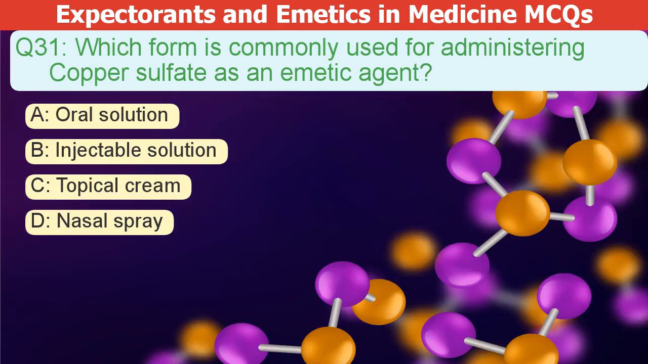Which form is commonly used for administering copper sulfate as an emetic agent? A. Oral solution. B. Injectable solution. C. Topical cream. D. Nasal spray.